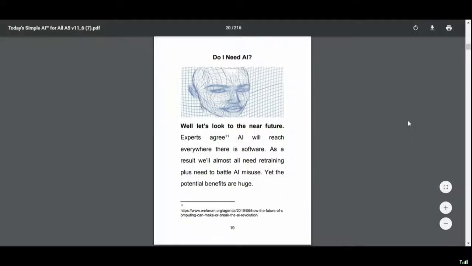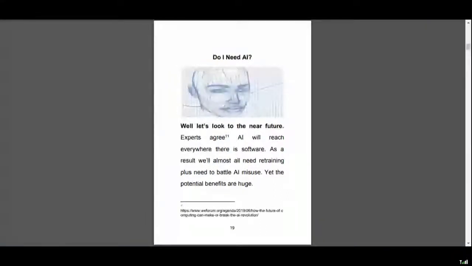Most important question for most of us, do I need AI? Why do I need AI? How is it helping my business intelligence processes? Well, looking to the near future, most experts agree that AI is going to reach everywhere where there is software over the next decade. And as a result, we're all going to need retraining to get used to this, and we're all going to need to be ready to battle against misuse of this powerful technology. But the potential benefits are huge.